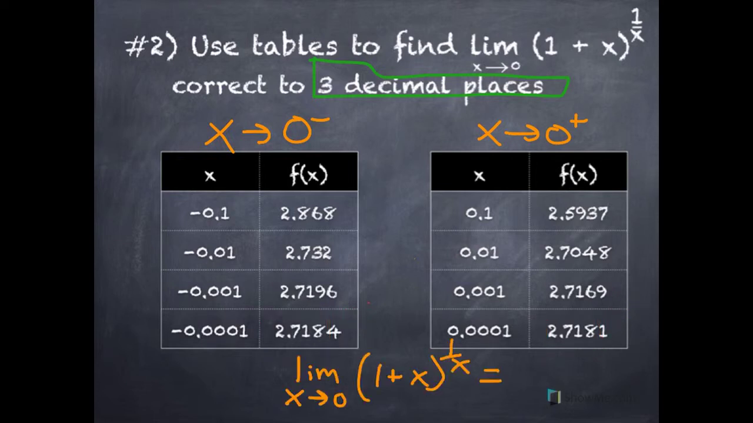So we could say the limit as x approaches 0 of (1 plus x) to the 1 divided by x is approximately, and I need to use the approximate symbol here because we are rounding, approximately 2.718. That's correct to 3 decimal places.